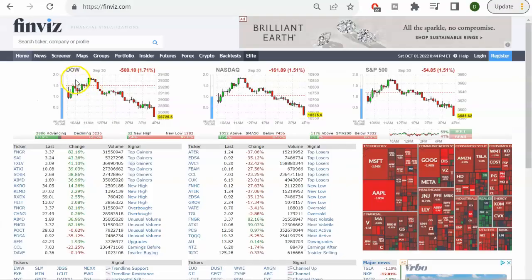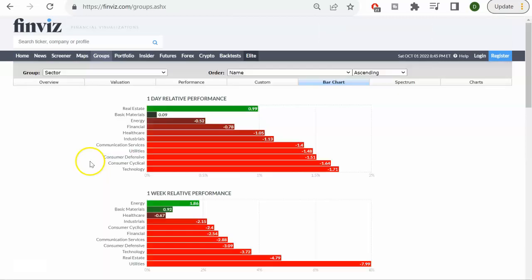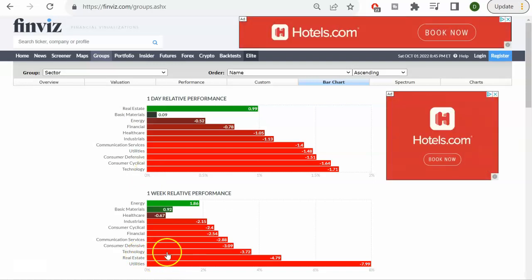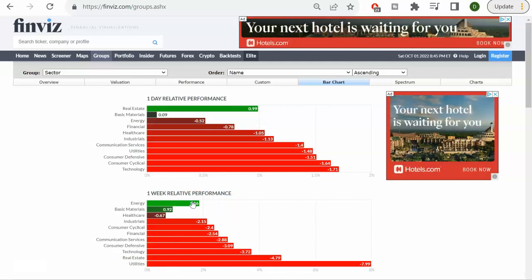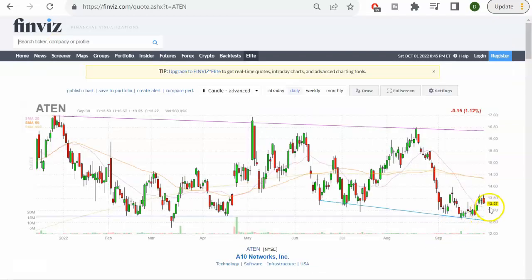Looking at FinViz, the Dow looks like a downward trend. NASDAQ down, and S&P 500 all down. Looking at the 500 for the week, a lot of red there. Technology stocks are at the bottom for the day, and for the week, there's technology again, way at the bottom. Energy would bode well for that ExxonMobil buy. We're not covering that. Typing A10, trading at 13.27.